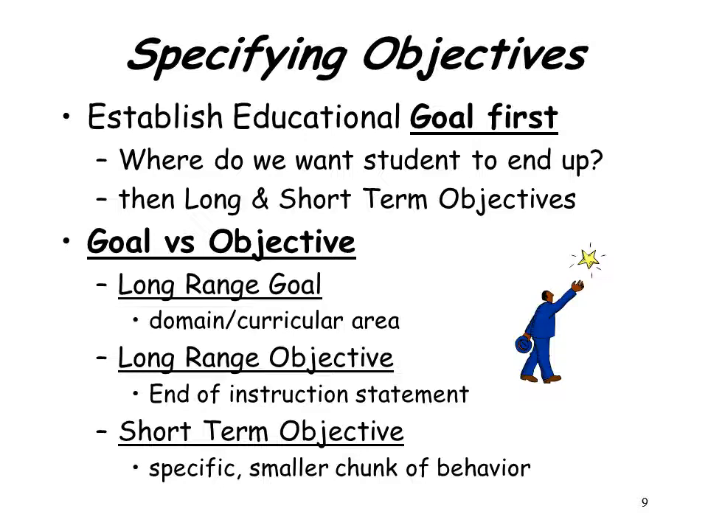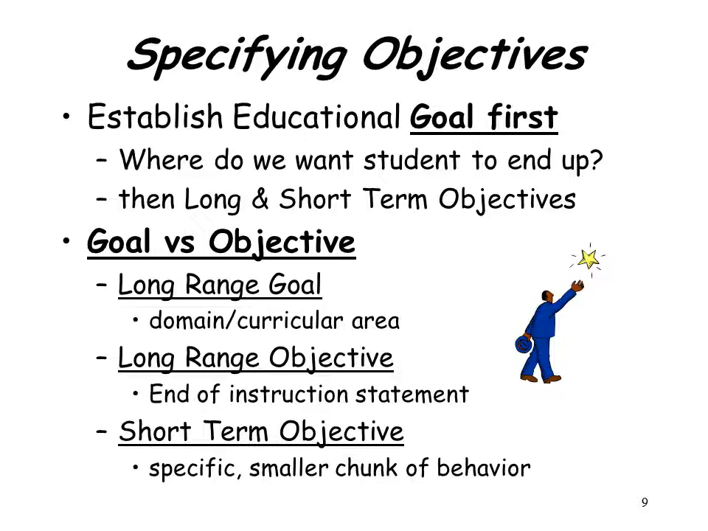One of the things that we need to distinguish is the difference between goals and objectives. A long-range goal refers to an entire area of instruction. For example, we might refer to recreation and leisure as a domain area, or vocational skills as an area. So a long-range goal might be for the person to become independent in recreation and leisure, or be able to access things in the community.